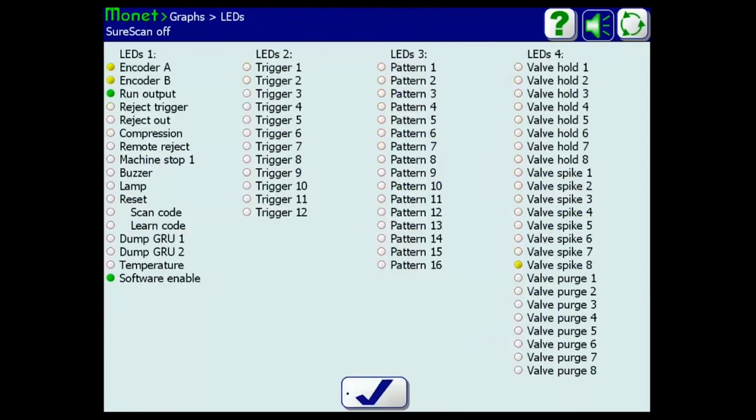Can you explain the valve hold versus a valve spike? Sure. Within your application, you actually do not use a valve spike. I know it shows up here on my simulator, but on your actual application, you only have the valve hold.